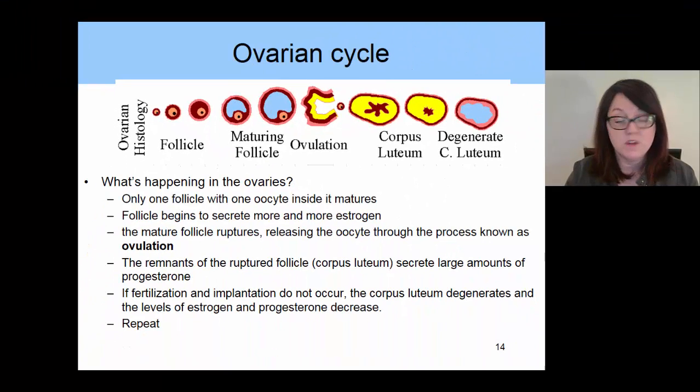If fertilization and implantation do occur, then the corpus luteum is maintained and progesterone levels are maintained until the placenta is developed, in which case the placenta then takes over the process of producing progesterone. Progesterone is necessary to prevent menstruation and maintain pregnancy.